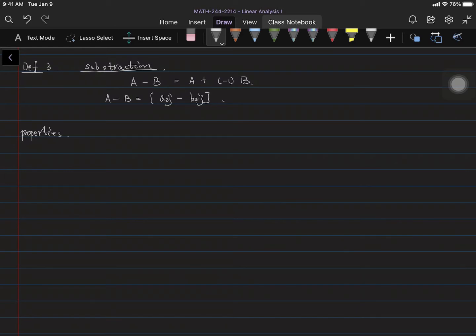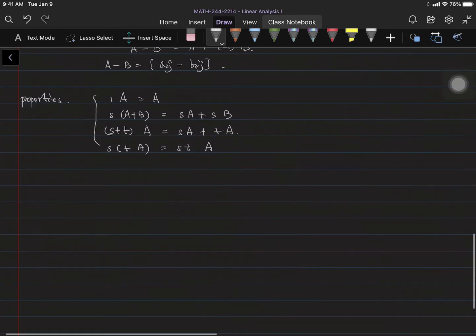And for the properties, let's see, we have 1 times A, where 1 is a scalar. It's like 1 times everything, definitely should be same as A. And scalar s times (A plus B) is sA plus sB, we can distribute the scalar. And if we have two scalars, (s plus t) times A is sA plus tA, distribute the matrix. And st times A, we can combine two scalars and then multiply by the matrix A. Okay, those are properties.